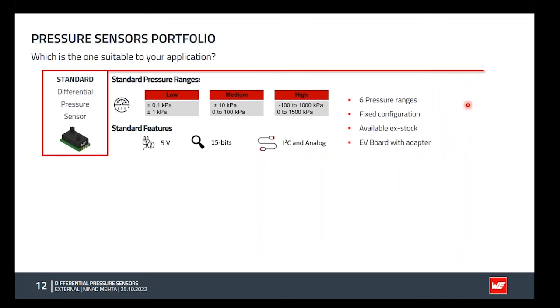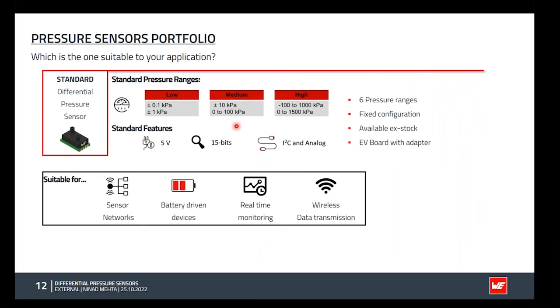So these are the fixed configurations. In this configuration, the sensor is perfectly suitable for multiple sensor networks, where you need more than one sensor on the same bus, or even in battery-driven applications, or for real-time monitoring. With the digital interface, you get fast data transfer, or even for wireless data transmission, the sensor is suitable.